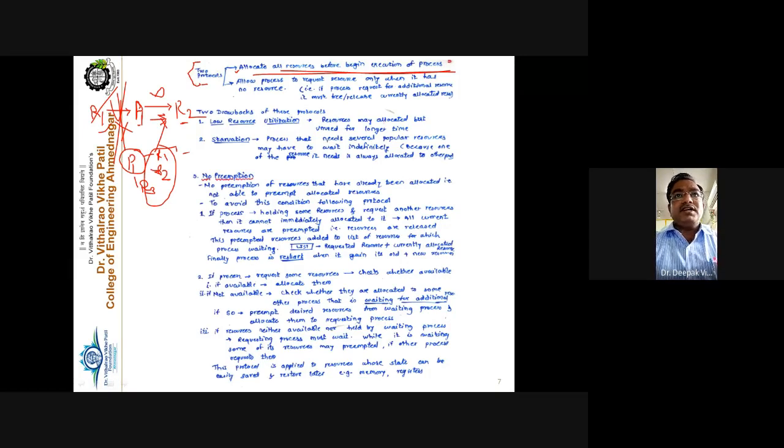The second case is to allow a process to request resources only when it has no resources earlier. That is, allow this process to request only if it does not hold any resources. So these are the two protocols, or two cases, by which we are able to successfully prevent the condition called hold and wait. We are able to successfully stop this condition, right?